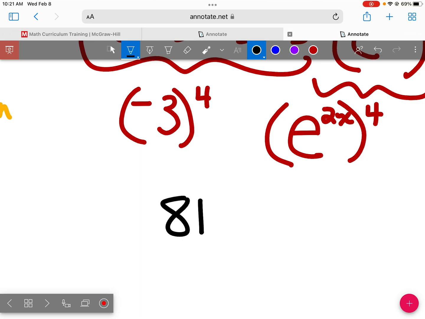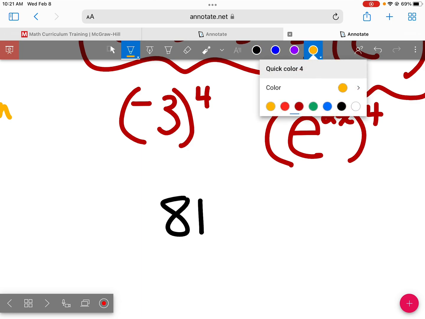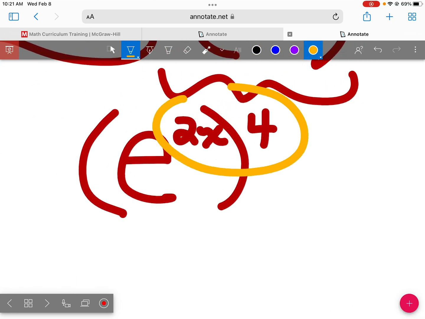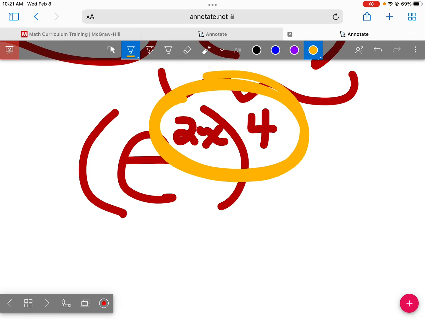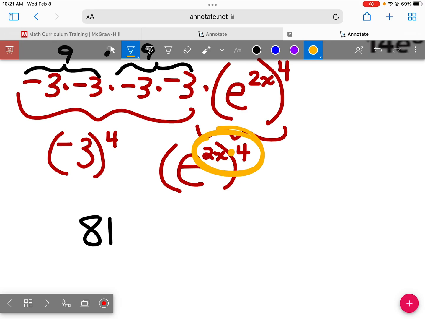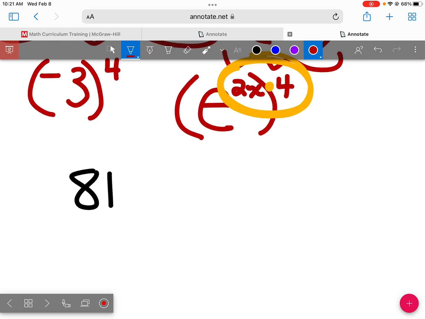What would I do with this part over here, the e to the 2x, to the power of 4? What do I do with these? Multiply them. So what is 2x times 4? 8x. So this is going to be e to the 8x.